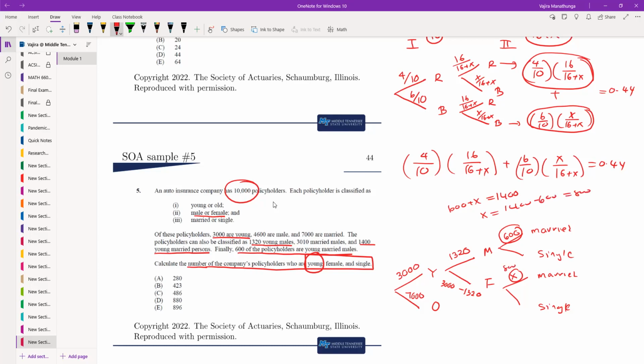Okay, so in that case, how many young female singles? That's going to be 1,680 minus 800. So that would be the answer. The final answer should be 880.